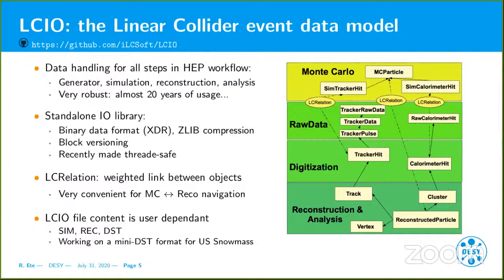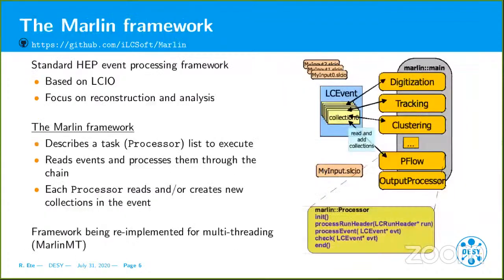The LCIO content file is actually quite independent. It's user defined. Usually what we use is the full format for simulation and reconstruction, and then the skimmed version of it. In the context of the Snowmass, also in the US, we are actually working on a mini-DST format for high-level analysis, in particular for theorists.